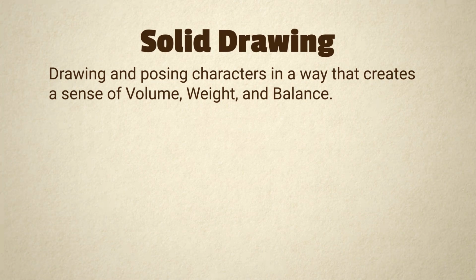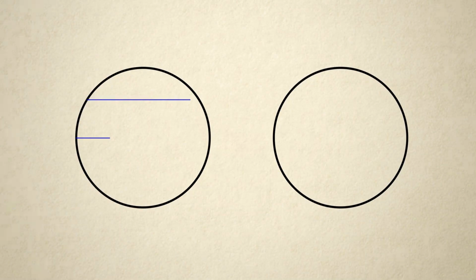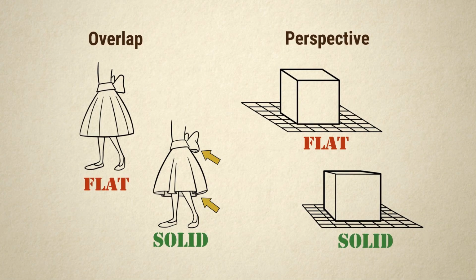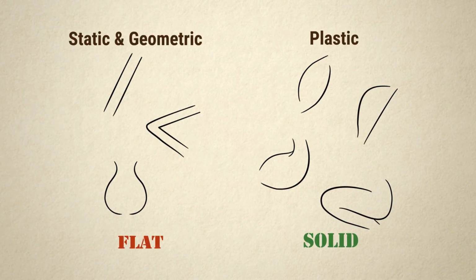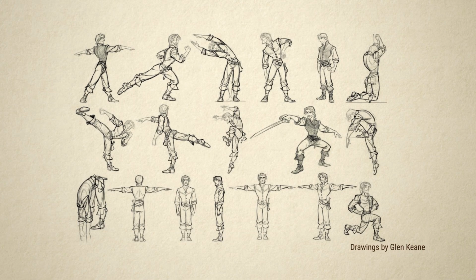Solid drawing means drawing and posing characters in a way that creates a sense of volume, weight, and balance. It might seem like this only applies to hand-drawn animation, but 3D artists can learn from it too. Drawing for animation requires being able to draw a character from any pose or angle, so you need to be able to draw with three-dimensionality in mind. Doing this involves general principles like overlap and perspective, which make your drawings look like they exist in a real 3D space. There are also specific ways of making lines and designing characters that make them feel like they have volume and flexibility. Getting volume in hand-drawn animation all comes down to drawing skills.